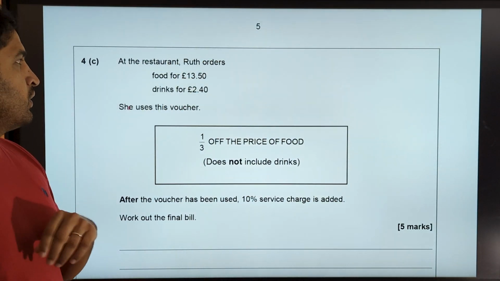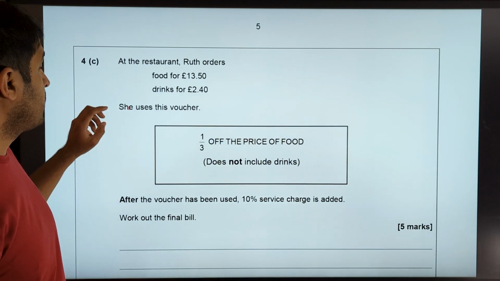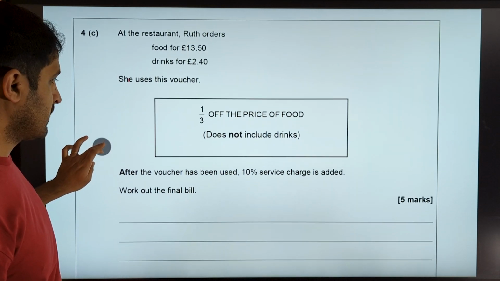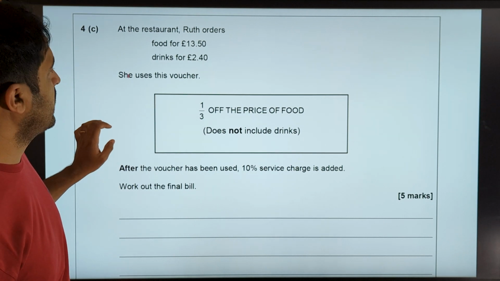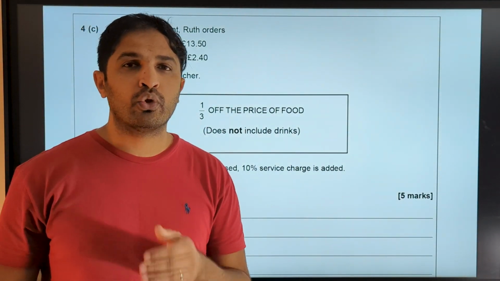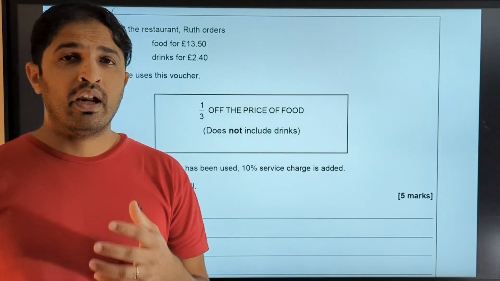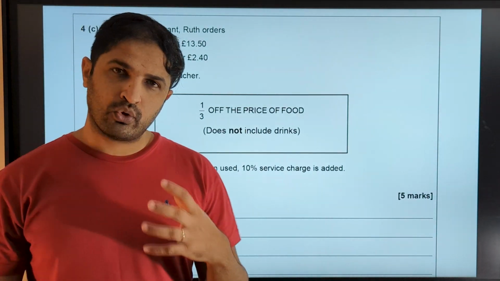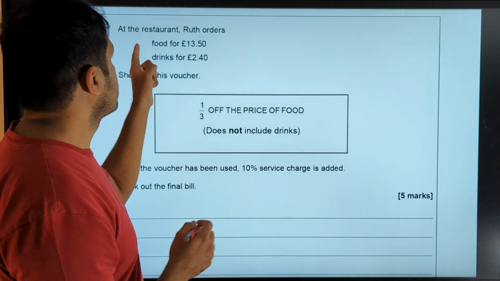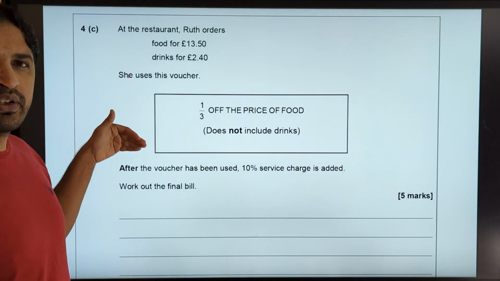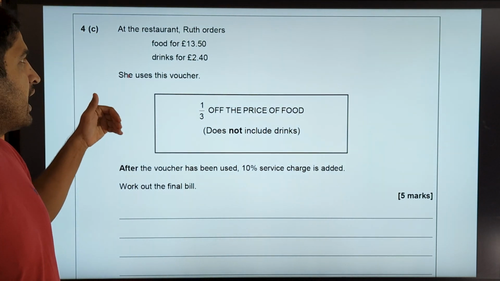At the restaurant, Ruth orders food for £13.50. Okay. And this is a 5 mark question. So anything you do here, make sure you write it down. You will pick up a mark for writing down anything that you actually come across and do here. Okay. So we're going to read through the question first quickly and then start answering that question.